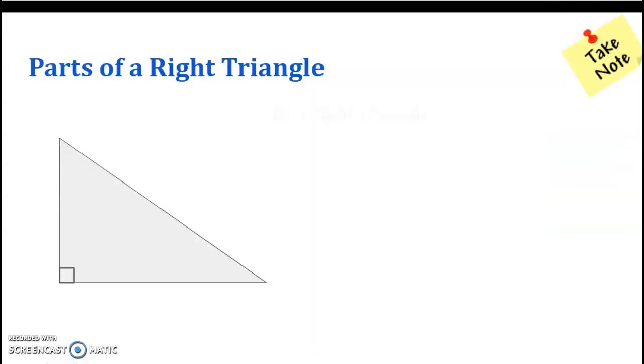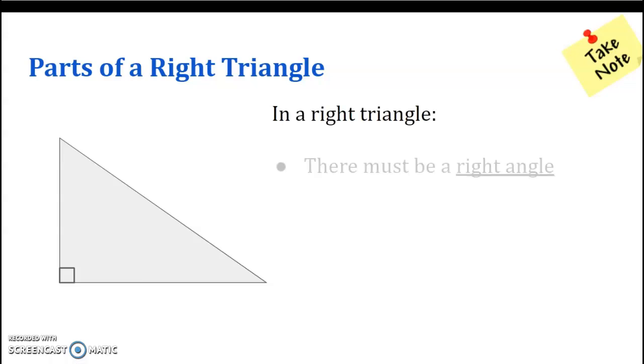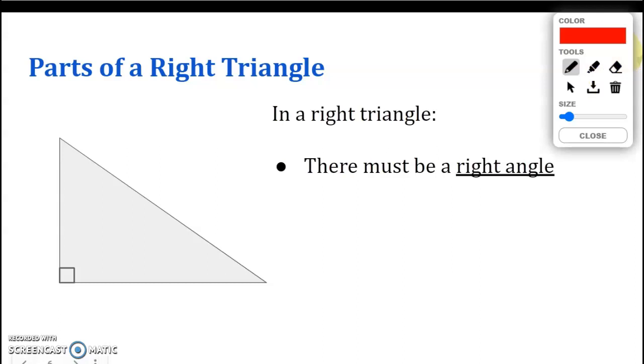Parts of a right triangle. In a right triangle, how do we know this is a right triangle? What's a right triangle? Triangle just means three-sided shape, and with a right angle. And here is my right angle, so that is the reason we call that a right triangle. There must be a right angle. What is the right angle? That is a 90-degree angle. This is the symbol for a 90-degree angle, and that's what a right angle is.